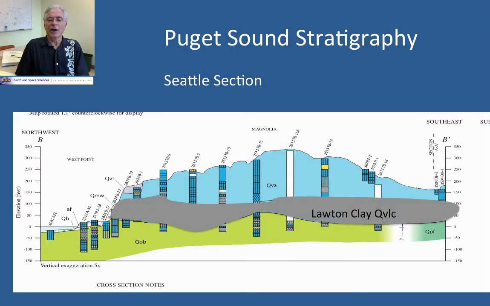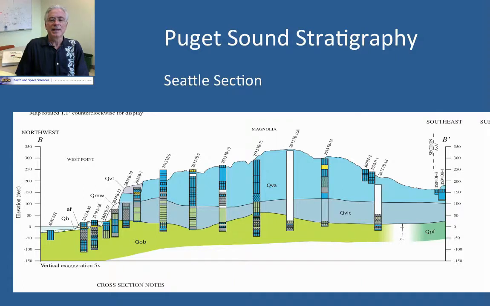Below the Vashon Outwash is the Lawton Clay, or the QVLC. And below the Lawton Clay in Seattle is a QOB, which is an Olympia formation. It's a pre-Fraser glaciation set of sediments. And below that are many other sediment and till layers from prior glaciations.